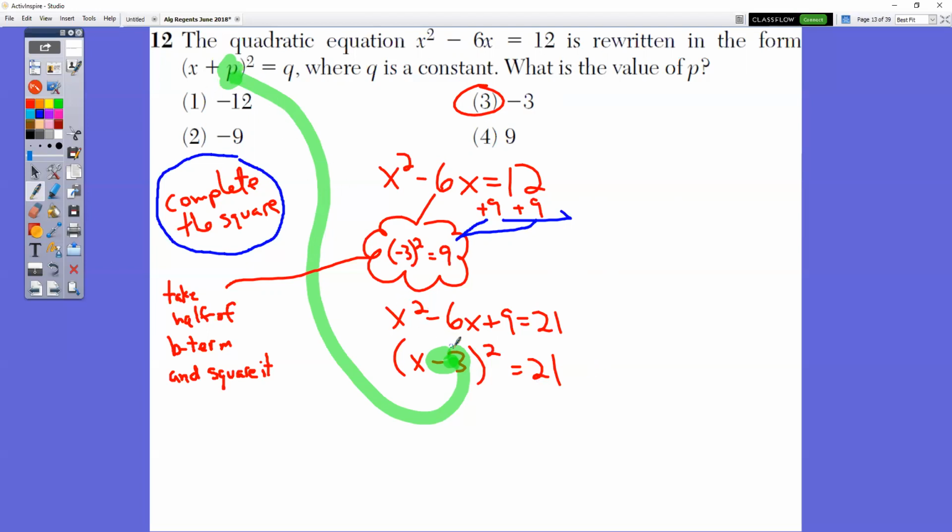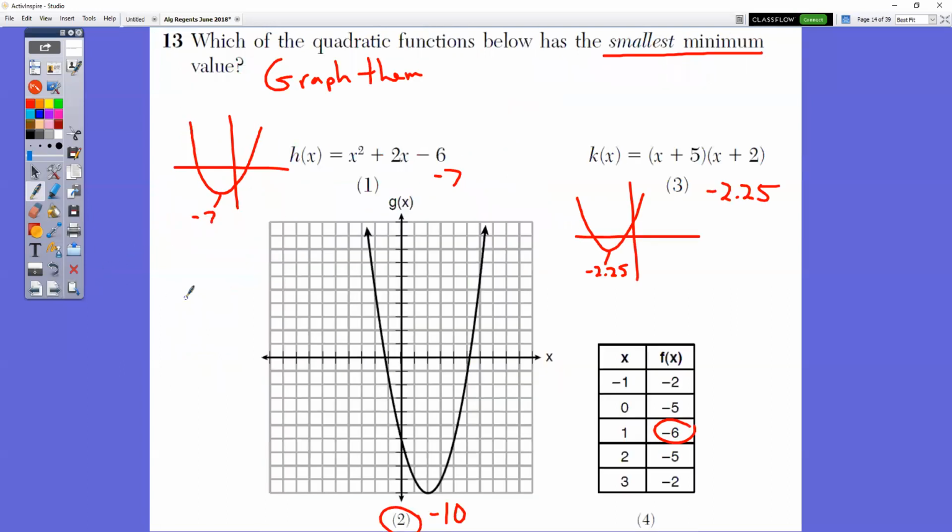And that matches, all right, this matches this right here. So our p value, because they want to know what is the value of p, where inside those parentheses, it's a -3. So that would be choice 3. That one's a little bit more difficult. Which of the following quadratic functions below has the smallest minimum? So that's your lowest point in your parabola.